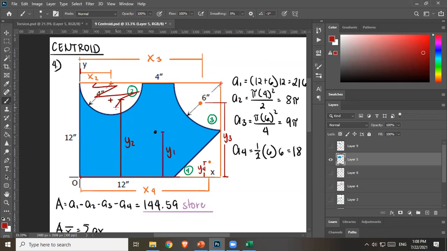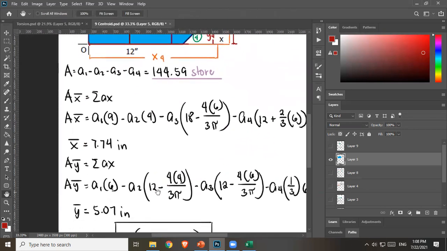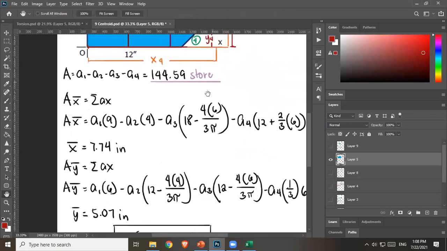Next, area 2. Area 2 is what I said earlier. So that's just the total height minus this length, which is 4r over 3 pi as well. So you'll see that it's 12 minus 4 times 4 over 3 pi.